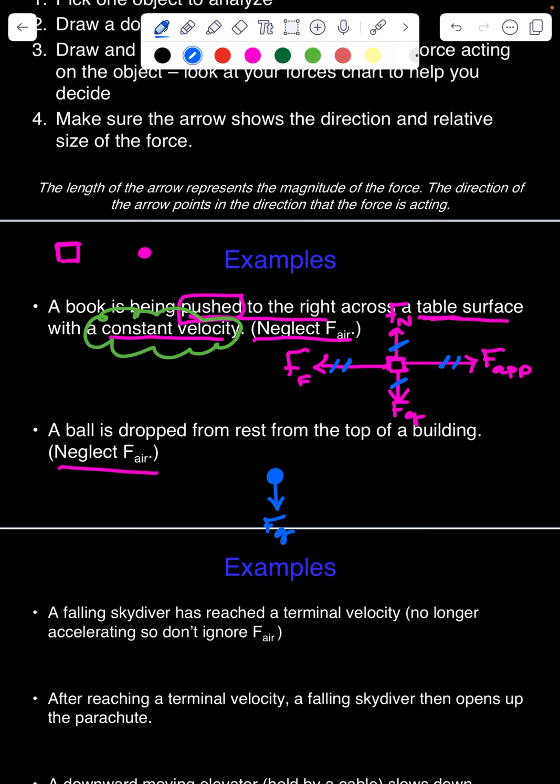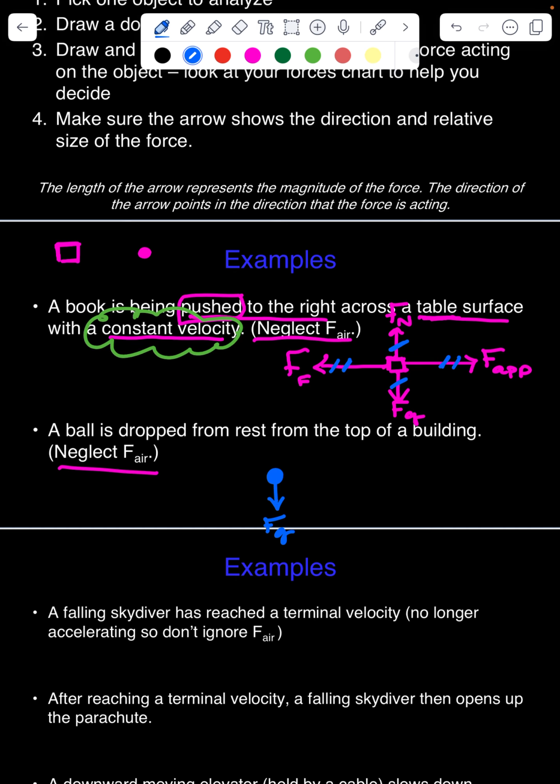All right, so we know that gravity is pulling it down. Now, we're not going to have tension pulling it down. We're not going to have an applied force pushing it down. So the only other force that would be present would be air resistance. But I've told you to neglect air resistance for this. So this is your free body diagram for this scenario.